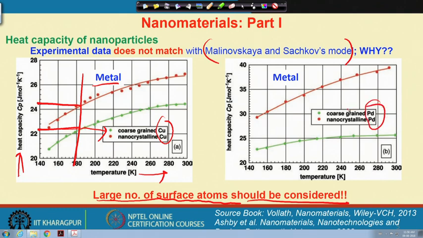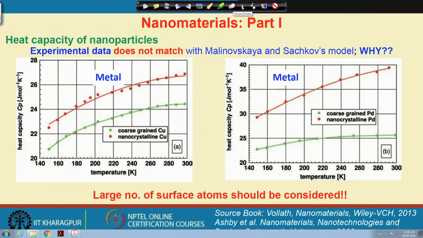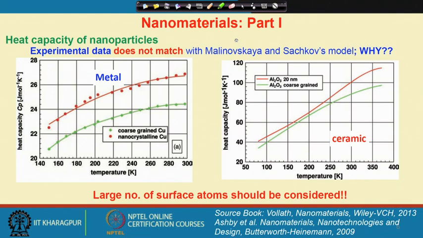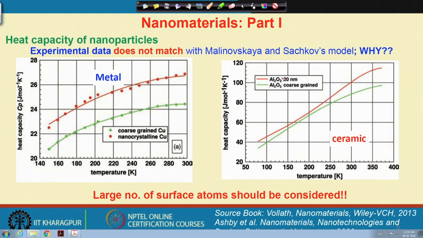Very similar situation has been observed in case of palladium also. Here the heat capacity of a nanocrystalline palladium is higher than the coarse grain palladium. So, now let us continue: whether the system that I have shown you, that is on metal, is it valid in case of ceramic? Yes, it is also valid for ceramic. These are measured data that I show you in case of alumina. So, the red color curve is, let us say, for the nanocrystalline alumina, and the green color curve is from the coarse grain alumina. This is a ceramic system. Therefore, the situation is very much simplified or generalized, that the surface atoms must be considered when thinking about the heat capacity in a nanomaterial.